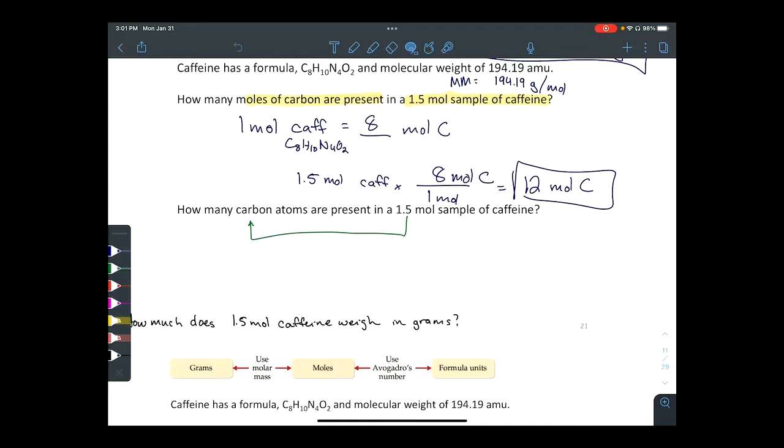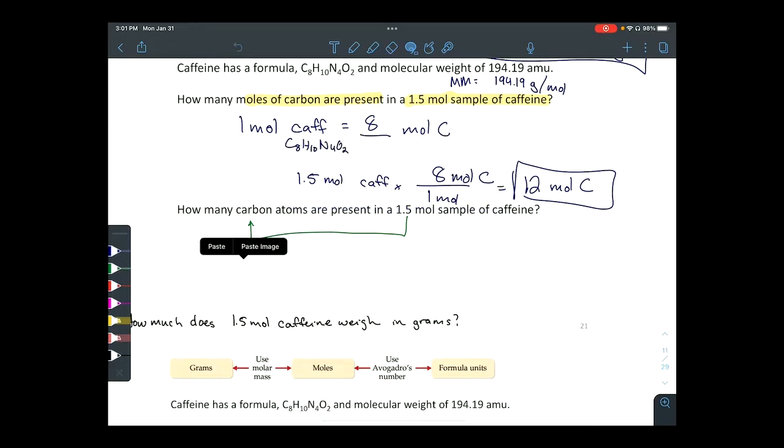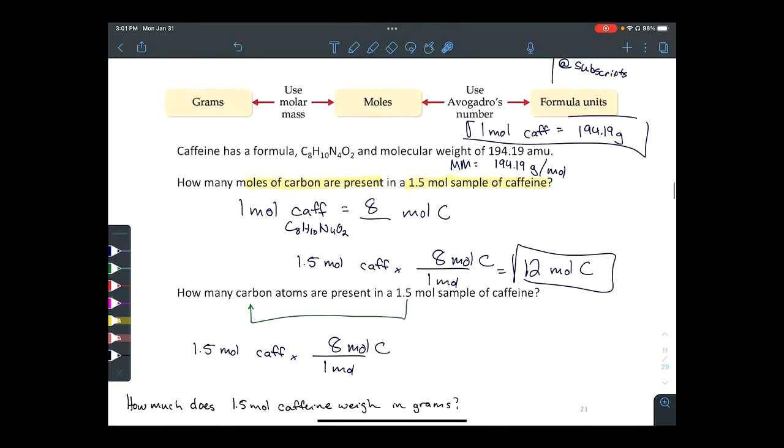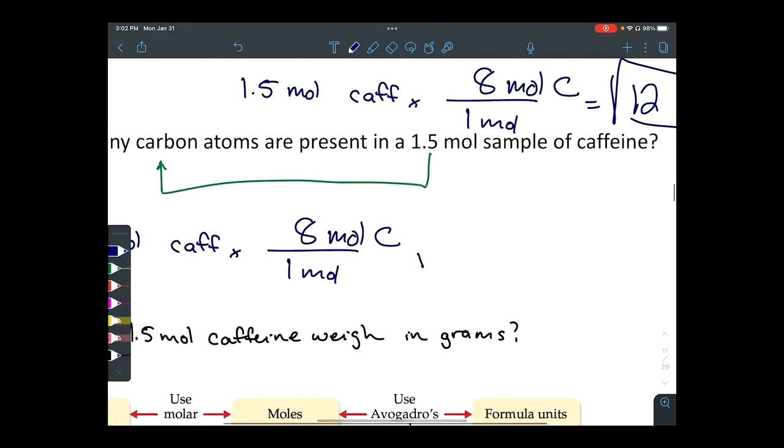So in this next question, it says how many carbon atoms are present in 1.5 moles of a sample of caffeine. So we're going to start this off pretty much the same. We're going to start off with what's being given here, 1.5 moles of caffeine, and then convert to moles of carbon within there. So now that we're in moles of carbon, we can actually convert to individual atoms of carbon using Avogadro's number. So do we recall what that number is? 6.022 times 10 to the 23.